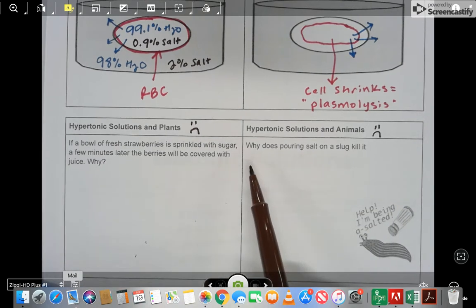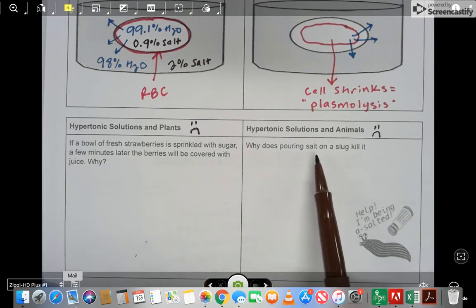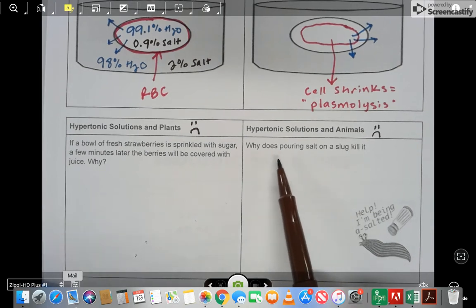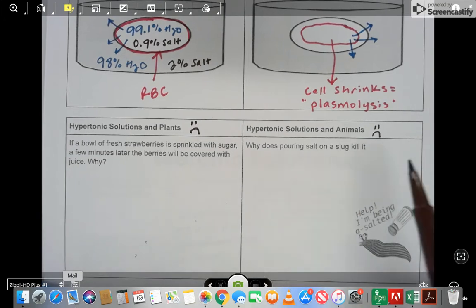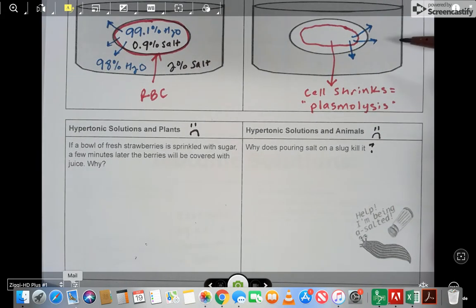Next question. We've always had these pesky slugs when I grew up in Oregon on our porch when we woke up in the morning. And my mom always said, oh, just pour some salt on it. It will kill it. Like, oh, that doesn't make sense, but okay, Mom. So I want you to explain why does pouring salt on a slug kill it, okay? And it dies because of what's happening to its cells. Pause and answer.